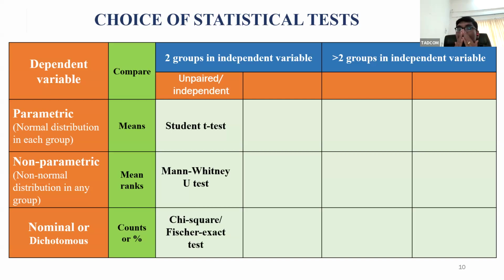If some cells have a value less than 5, then we go with Fisher's exact test. If all the cells are more than 5, we go with chi-square, or a corrected chi-square, like the Yates correction. Fisher's exact test will be applied if any of the cells is less than 5.